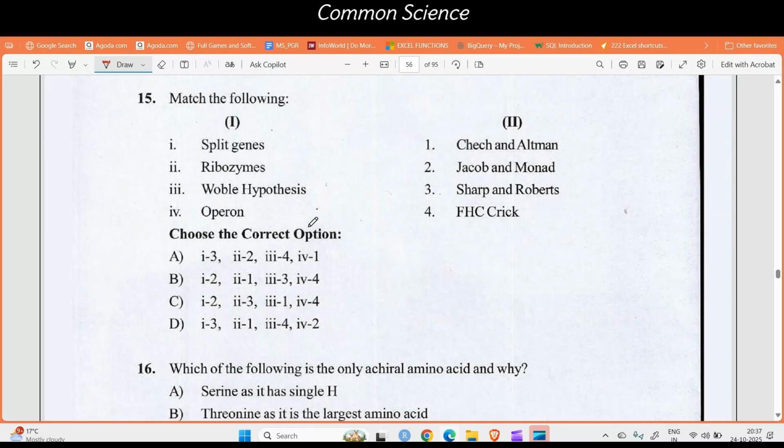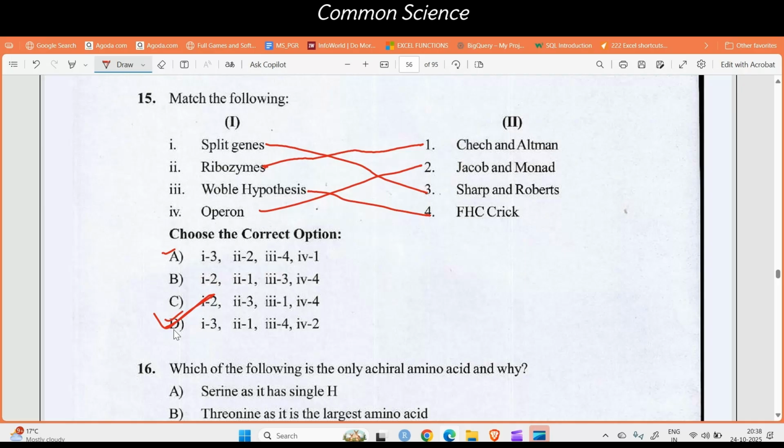The next question is match the following. Split genes were discovered by Sharp and Roberts. Ribozymes were discovered by Cech and Altman. Wobble hypothesis, Francis Crick. Operon model, Lac operon model, Jacob and Monod. One matches with three, in option A and option D. Then two matches with one, two matches with one, two matches with one. Option D is the correct answer here.